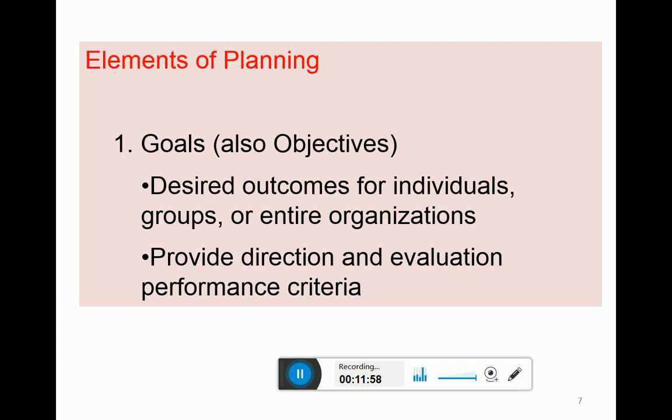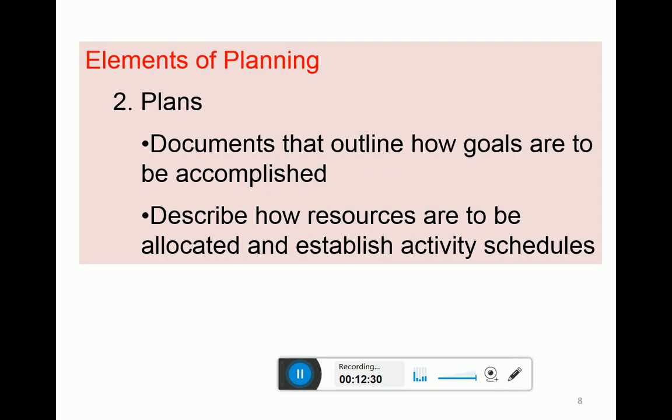These are the desired outcomes for individuals, groups or the entire organization. They provide direction and evaluation performance criteria. Goals give us direction and performance criteria. If I am performing well, that performance will lead to a direction, and that direction will be a good performance, and good performance is the goal.